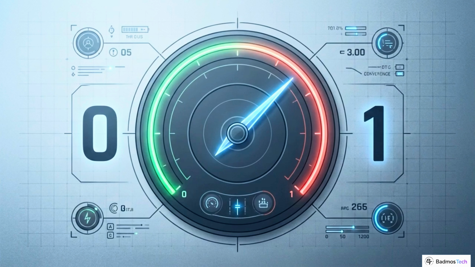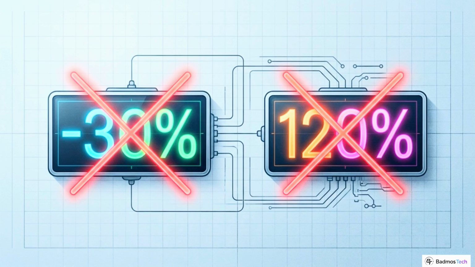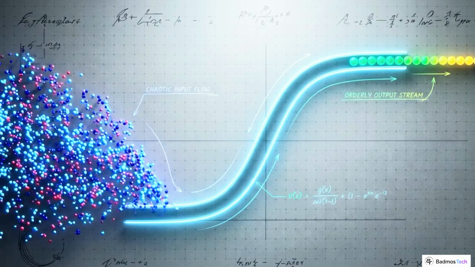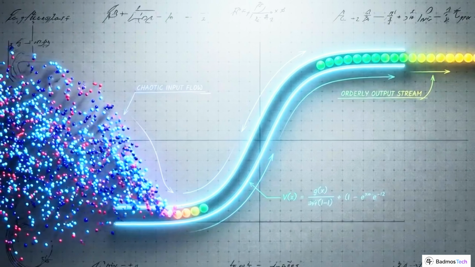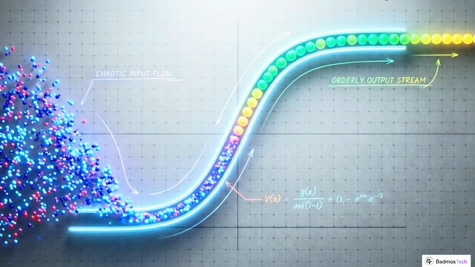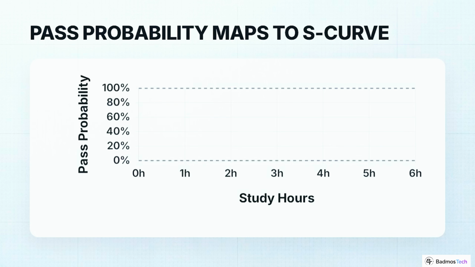But there is a catch. Probabilities have strict limits. You can't have a negative 30% chance of passing, or a 120% chance. The math has to stay neatly between 0 and 1. To keep the math within these boundaries, the system uses a special S-shaped curve to squeeze any input number into a safe probability. This graph shows the result, a specific curve that stays carefully bound between 0 and 1.